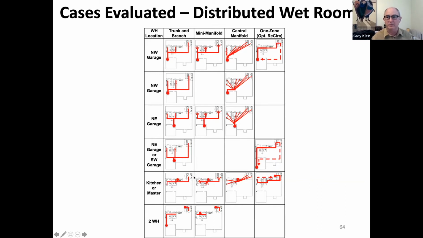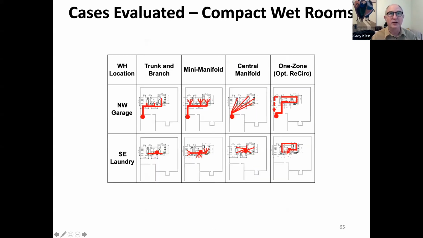We analyzed them, okay? And then we tried this idea. What if you put the water heater in the middle, like in the kitchen or in the master, right? What would it do to the plumbing? And we analyzed for that. And we also tried 2 water heaters because people are doing all of these things. And then we also did the similar exercise for compact, but we didn't have to analyze as many cases because there aren't as many stupid ways to do it.